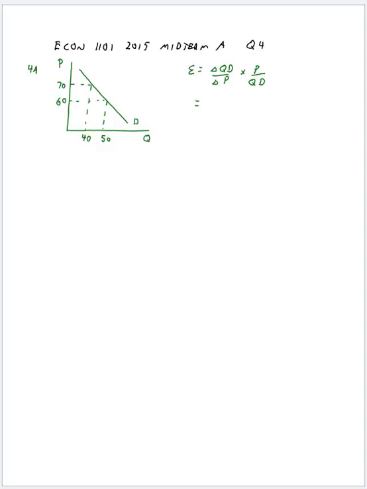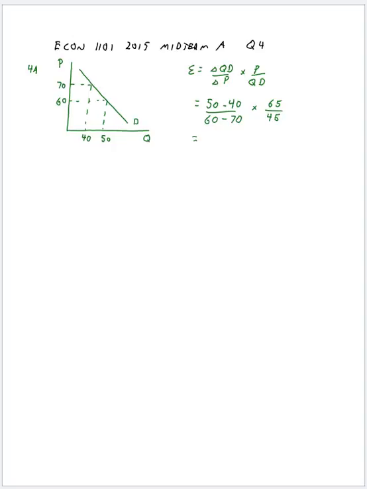So the change in quantity demanded is 50 minus 40. And the change in price is 60 minus 70. Now we're using the midpoints formula, so when we use the price, we want to take the average of the two prices. So the two prices are 60 and 70, and the average is therefore 65. And the two quantities are 40 and 50, and so the average of that is 45.